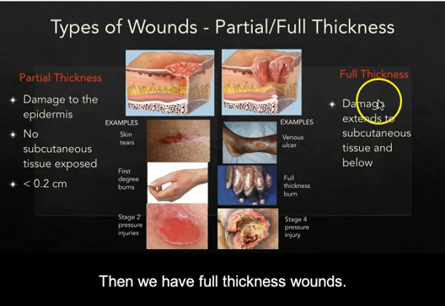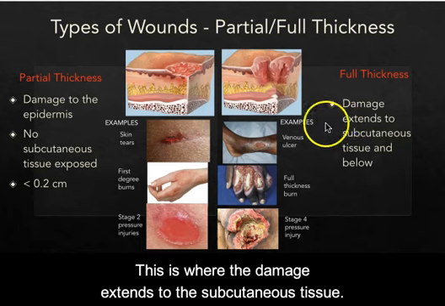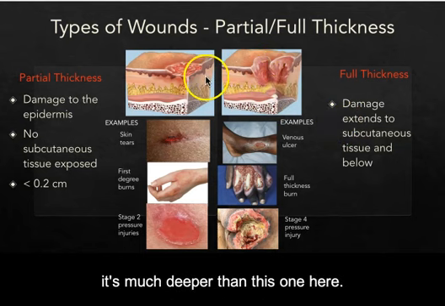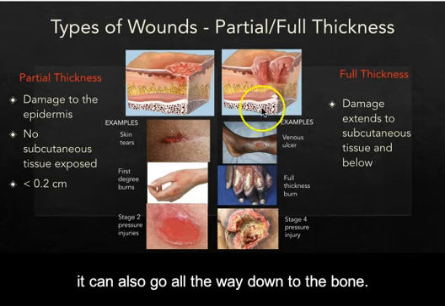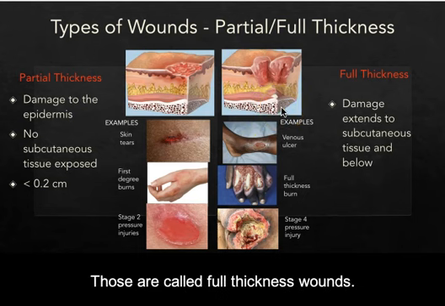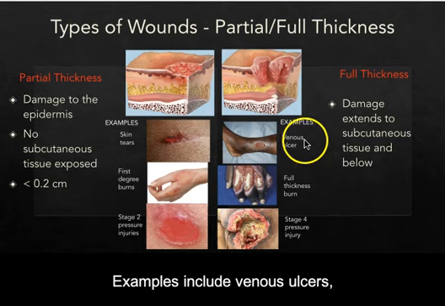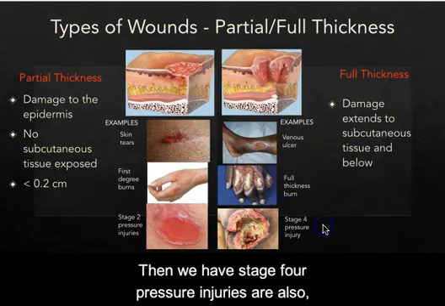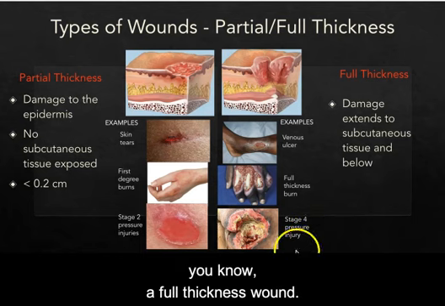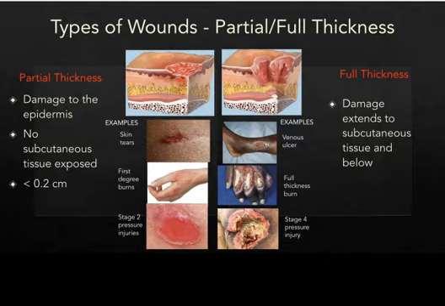Then we have full thickness wounds. This is where the damage extends to the subcutaneous tissue and below. As you can see, it's much deeper than this one here. It extends all the way down to the subcutaneous tissue, and it can also go all the way down to the bone. Those are called full thickness wounds. Examples include venous ulcers and full thickness burns. Stage 4 pressure injuries are also a full thickness wound.